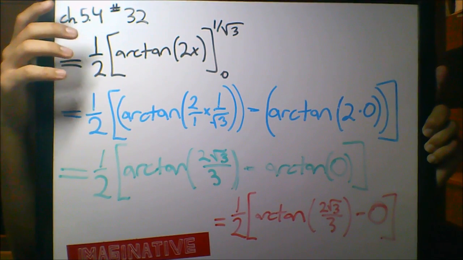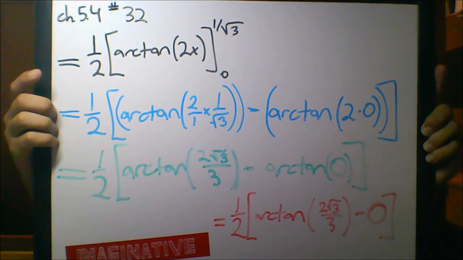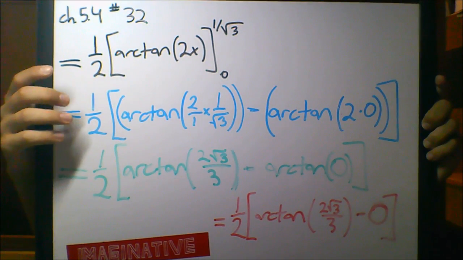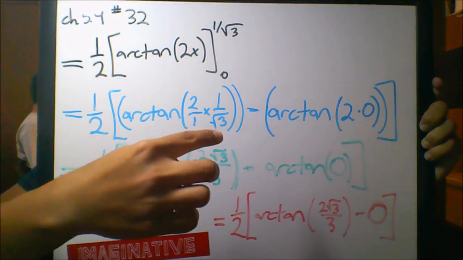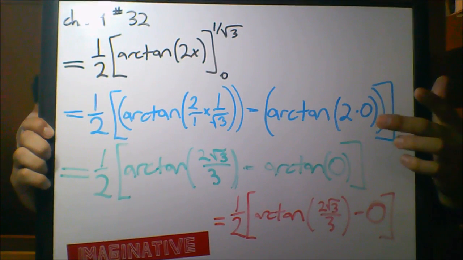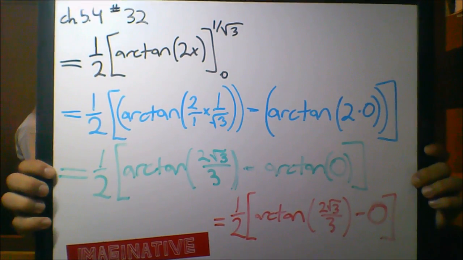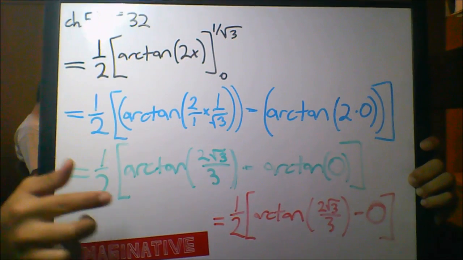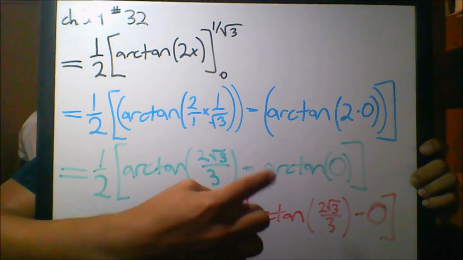Now that we're at this point, we're going to continue here again to the blue, where we're going to plug in the limits of the integral. So we have 1/2 times the arctangent of 2 times 1 over radical 3, which is the upper limit, minus the arctangent of 2 times 0, which is the lower limit. So then when we continue, we're going to find that we have to get the arctangent of 2 radical 3 over 3 minus the arctangent of 0.